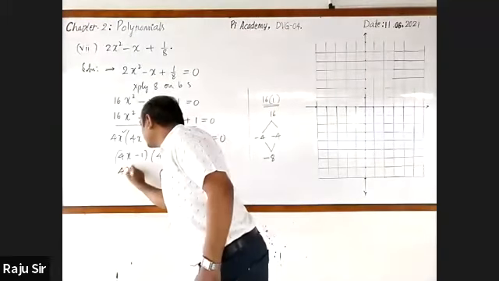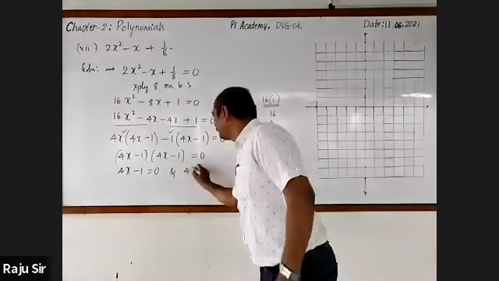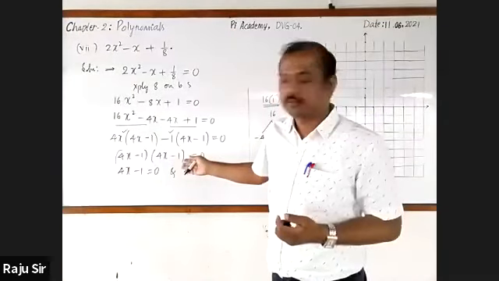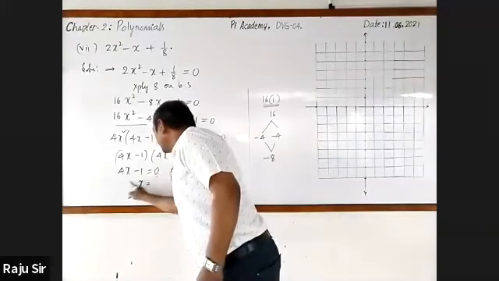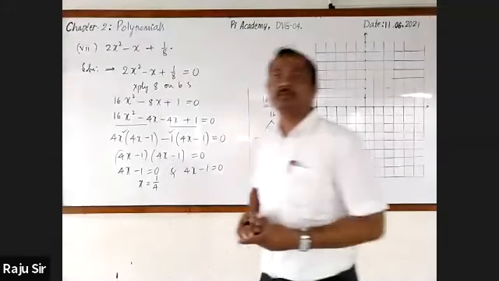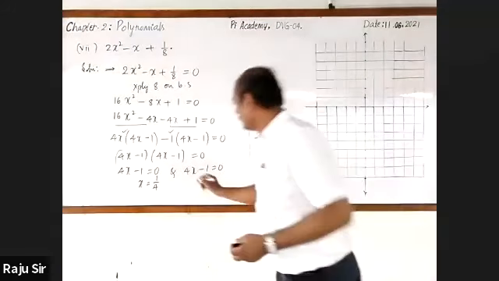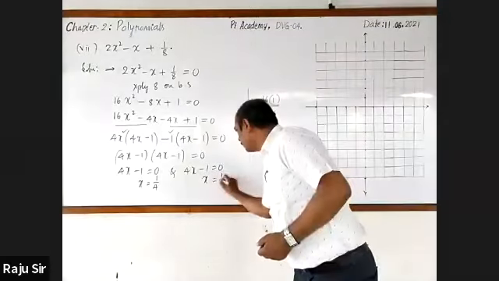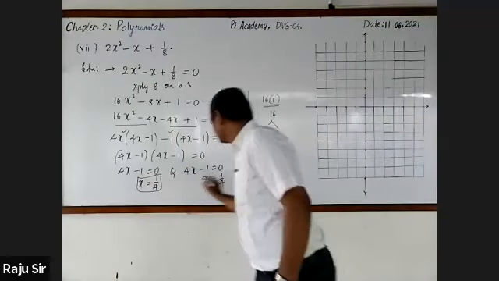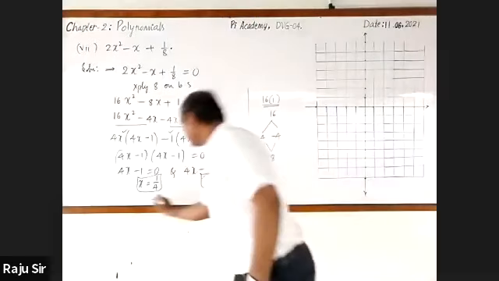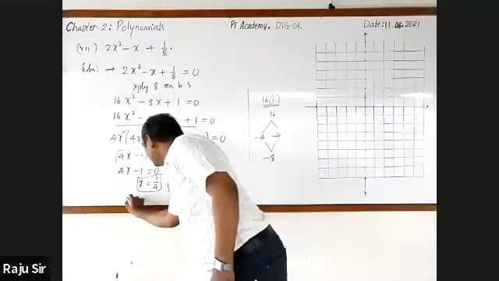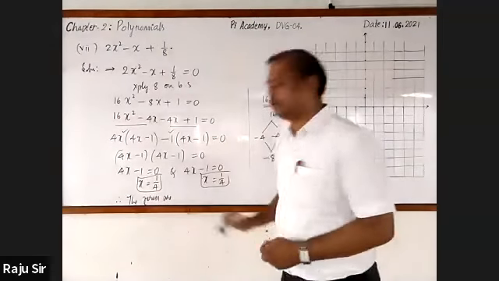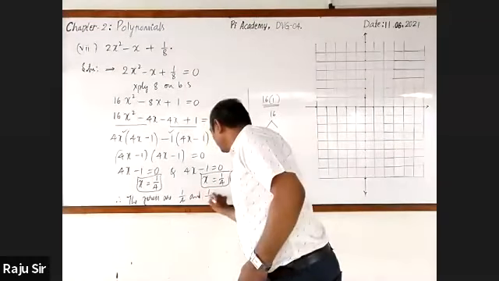Then 4x minus 1 is equal to 0. Even the second term, 4x minus 1 equals 0. Transfer minus 1 to the right hand side, it becomes plus 1. Then 4x equals 1, x is nothing but 1 by 4. Again 4x equals plus 1, x is equal to 1 by 4. So these are the two zeros. Conclusion: therefore, the zeros are 1 by 4 and 1 by 4.